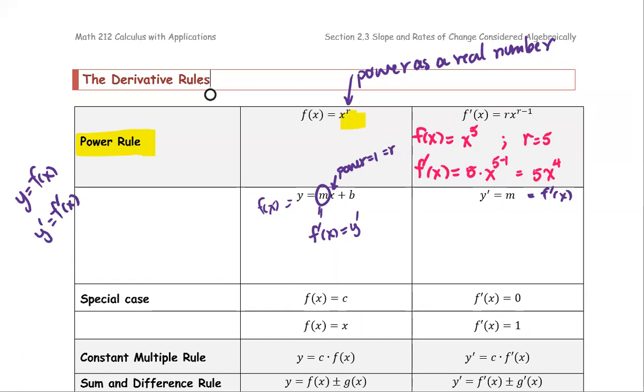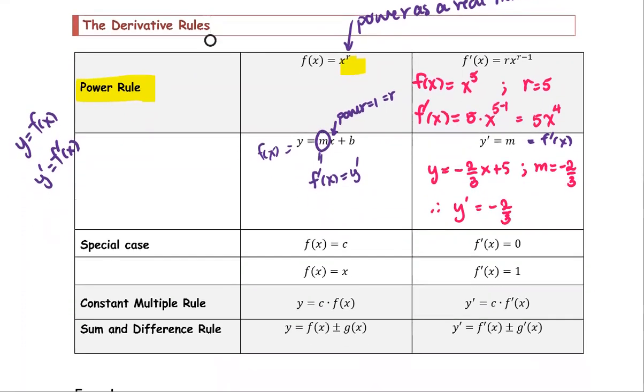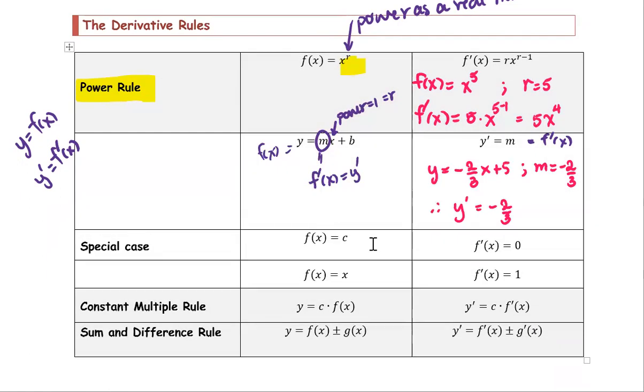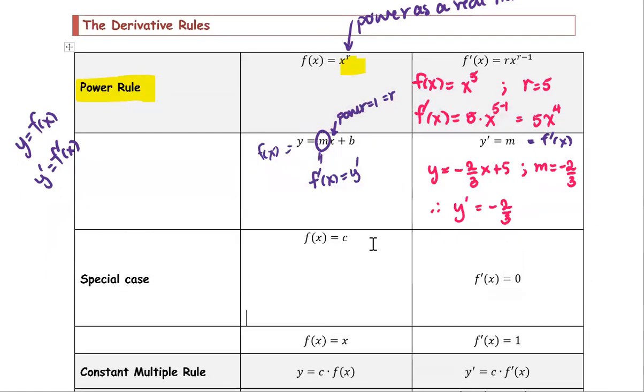Okay, for example, just to make a connection with the derivative, if you have y equals negative 2 over 3 times x plus 5, in our case the m is negative 2 over 3. Therefore, the derivative of this function is negative 2 over 3. Very straightforward, you just apply what you already know.